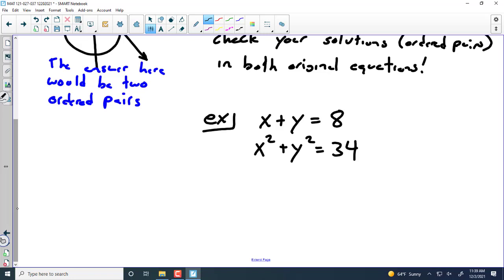This is a problem from section 9.5. What you will notice is they're not both lines. The first one's a line. What's the second one? Yeah, circle, well done. We have a line and a circle. Let's warm up with this problem.